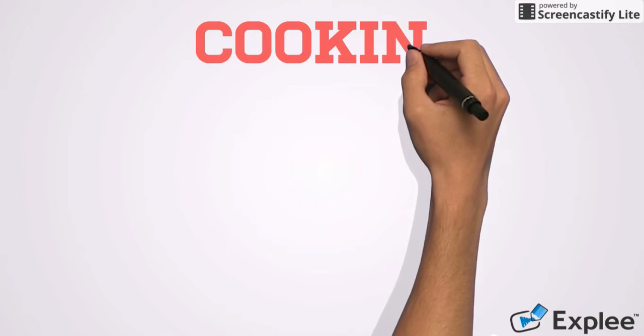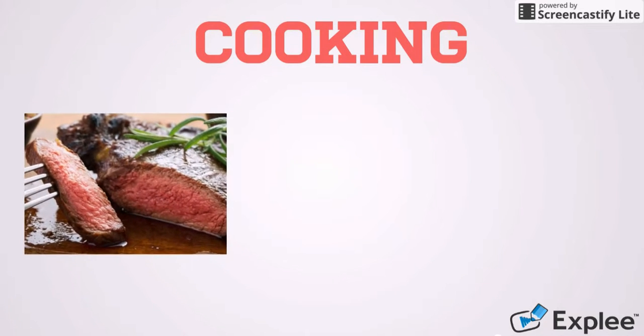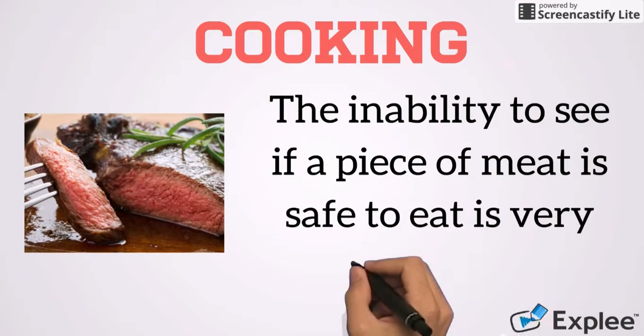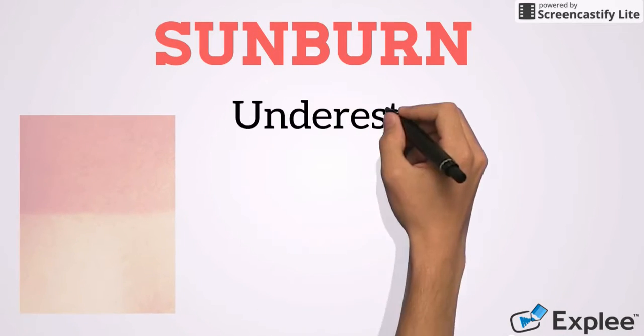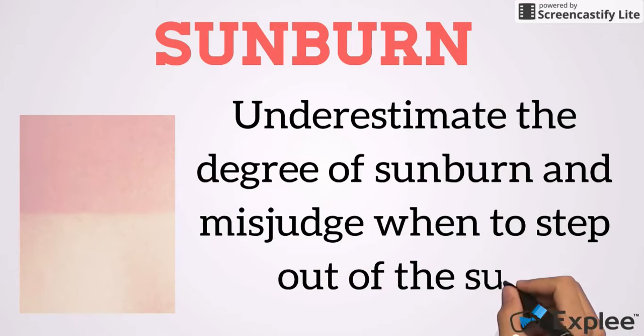Another problem can be found in cooking. The inability to see if a piece of meat is ready and safe to eat is very dangerous. Sunburn. People can underestimate the degree of sunburn and misjudge when to step out of the sun.